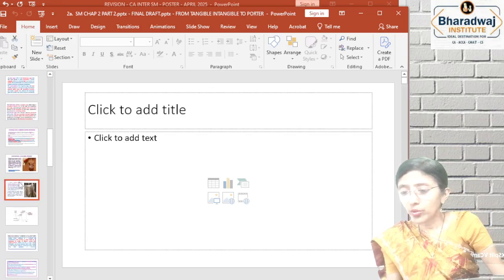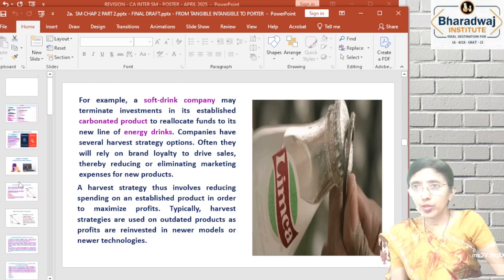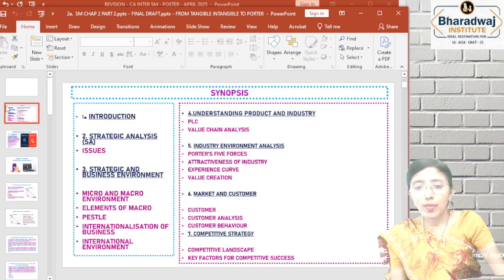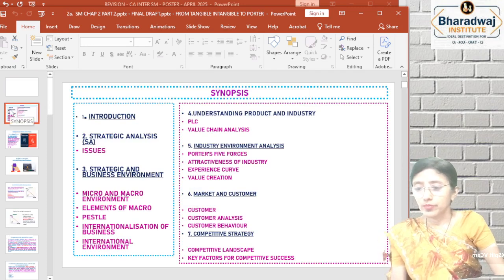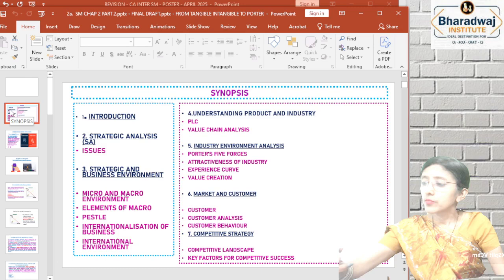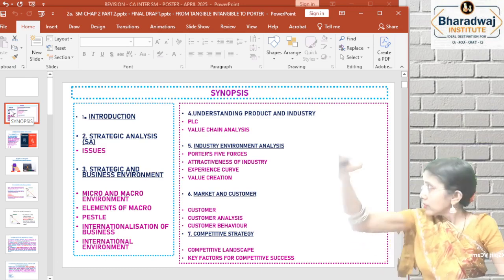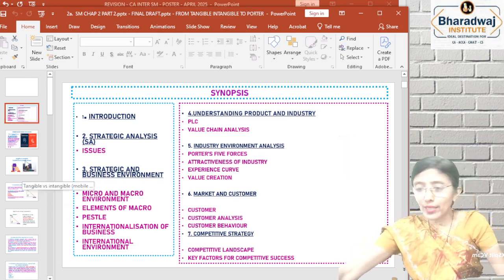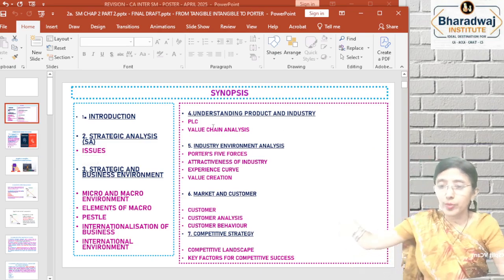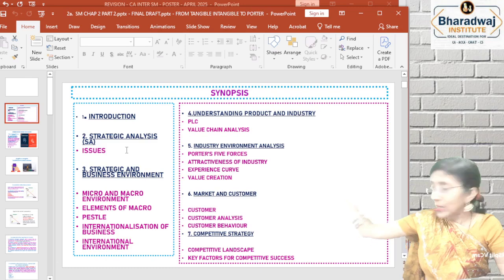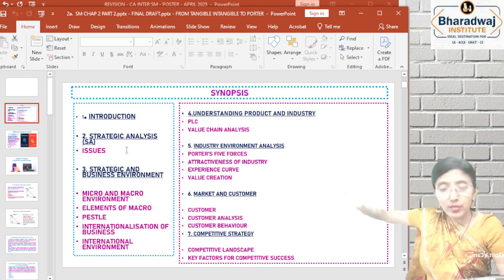We are in chapter 2, right? Are we in chapter 2? Now, when you look at chapter 2, my dear students, it is one of the biggest chapters. ESSA issues is big. Look at the components. How many segments are there? 7.